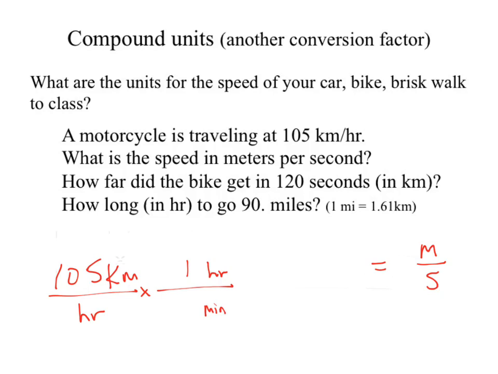So let's go hours to minutes. How many minutes are in 1 hour? 60. What are my units now? Kilometers per minute. Can't just disappear that kilometers. I want kilometers per second. What do I want to convert to now? Meters per second. Fair enough.